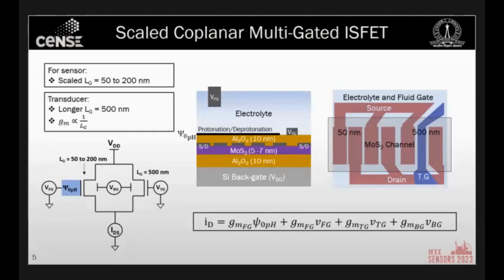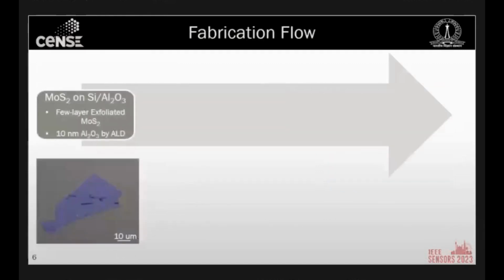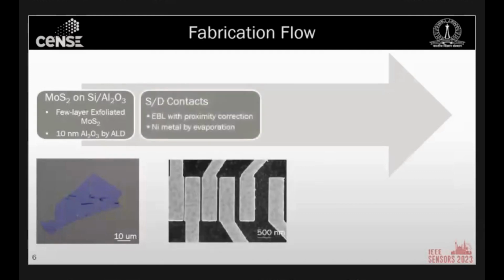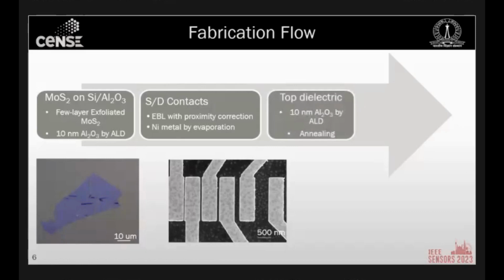And here, if you modulate all these different transconductances, we will be able to modulate and change our sensitivity to whatever we need. And to fabricate this device structure, we exfoliated few-layer MoS2 on 10 nanometer of Al2O3 on silicon. And then we fabricated using electron beam lithography and a lot of software algorithm for proximity correction. We were able to get this very narrow 50 nanometer gap. And this is a SEM image of the fabricated device structure with all these coplanar channels.